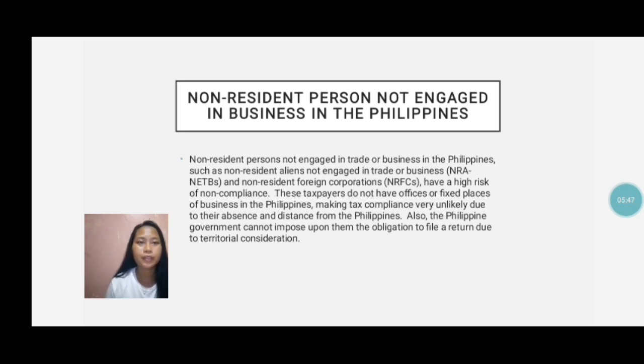Example of a non-resident person not engaged in business in the Philippines: John is a Filipino citizen who works as a software engineer in Singapore. He earns a salary from his employer in Singapore and does not have any business operations or income-generating activities in the Philippines. So John is considered a non-resident person not engaged in business in the Philippines because he is not a resident of the Philippines and he lives and works in Singapore.